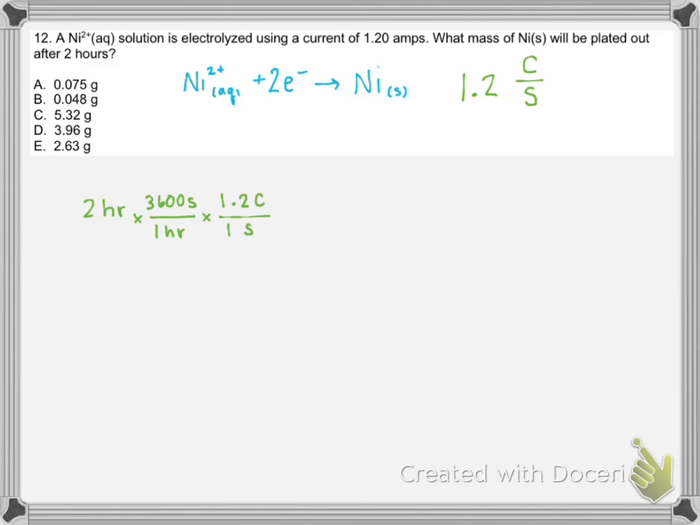And then here, it might seem like I'm stuck, because I don't have anything else with coulombs in it. But what I do have is Faraday's constant, which is on the data sheet, which says that there's 96485 coulombs of charge per 1 mole of electrons. So I can use that number to convert to moles of electrons.